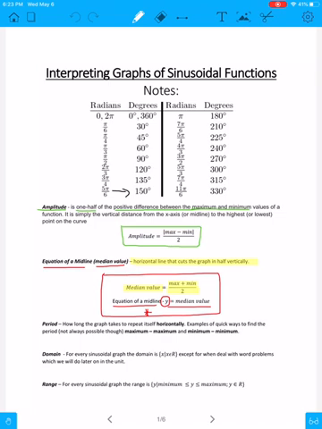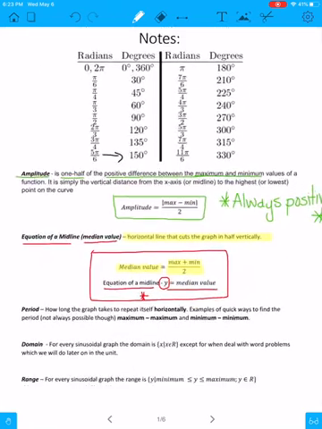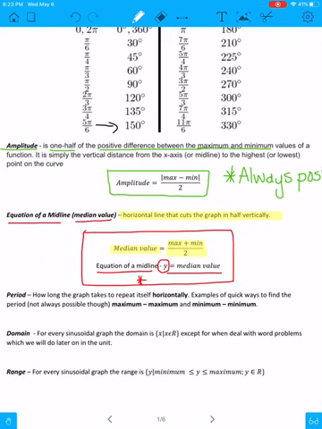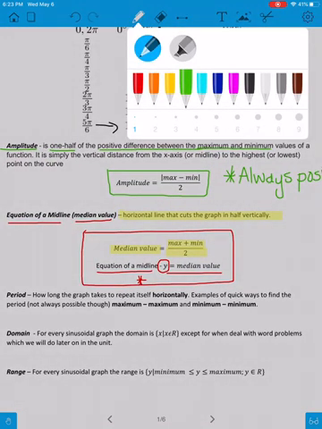So on page 1, we have amplitude, and I want you to write up here, always positive. All right. Then we're going to do the period. The period of the graph, which I'm going to do in, let's say, blue.